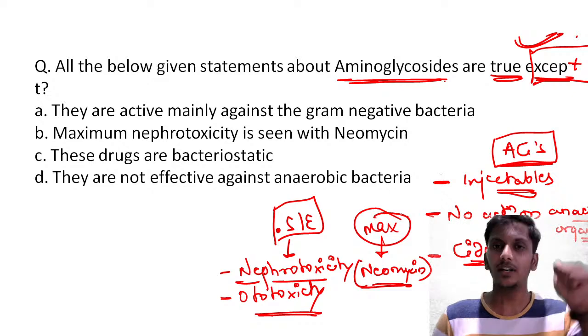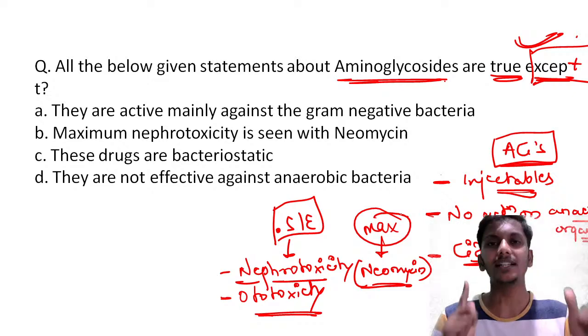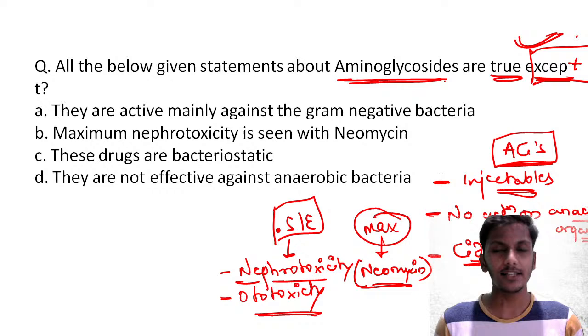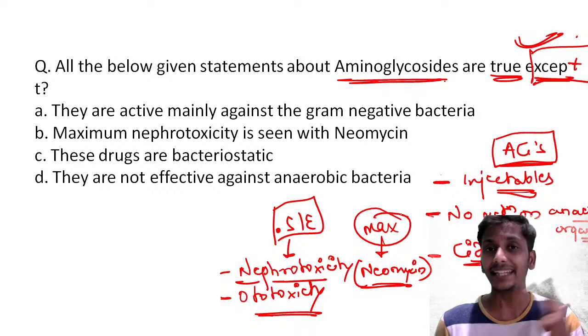And just remember all the important drugs from this group. Which are they? First is streptomycin, which is a first line anti-tubercular agent. And the others are gentamicin, a broad spectrum antibiotic, and the others being tobramycin, used as topical, neomycin, maximum nephrotoxicity, and the others are kanamycin, amikacin and capreomycin.